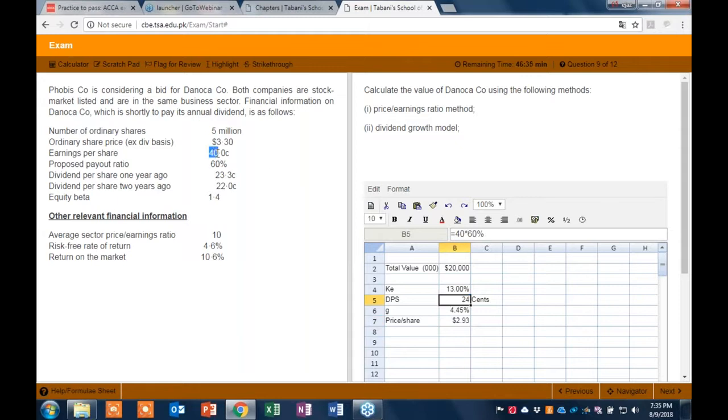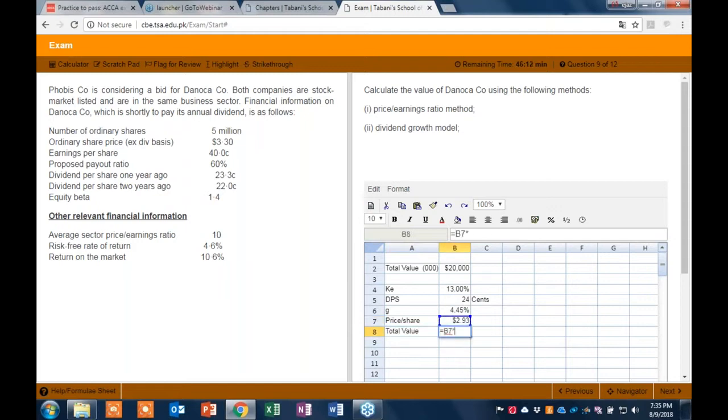The earning per share was 40 cents, and 60% of this was paid as dividend. The payout ratio is actually the payout ratio of the dividend. So 60% of the earnings is expected to be paid as dividends. So 40 into 60%. So the price per share, and now calculate the total value.